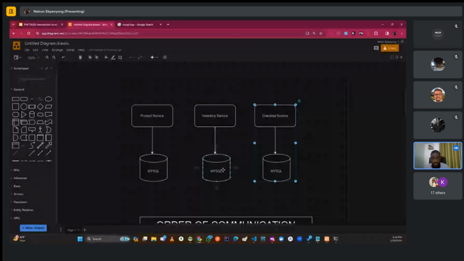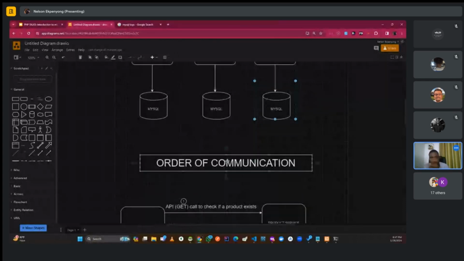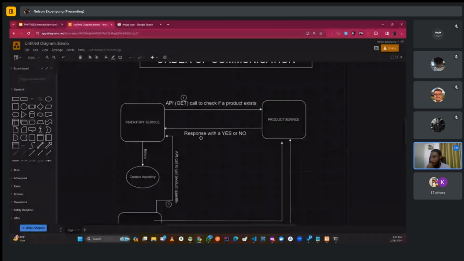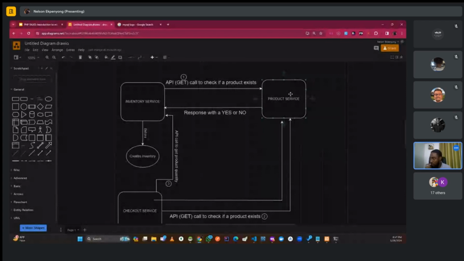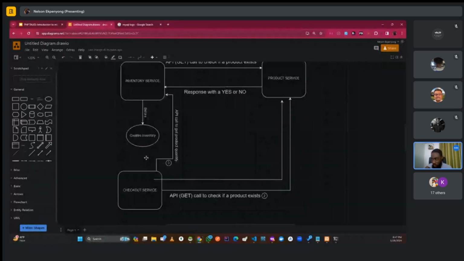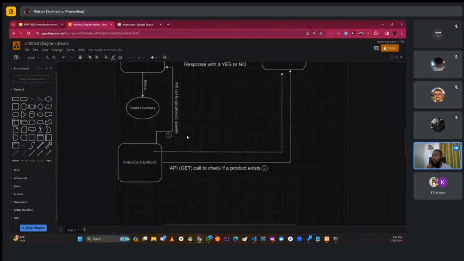Now remember that services talk to themselves internally using API calls, through a protocol, either HTTP, TCP, or any of them, depending on your application needs. Here we are just doing internal HTTP calls. So let's go through the order of communication. The inventory service calls the product service first, then the product service returns a response, and the inventory service creates an inventory. The second thing is that the checkout service calls the product service to check if a product exists. The third thing is that the checkout service also calls the inventory service to get the product quantity. Don't worry, we are going to go through this right now.